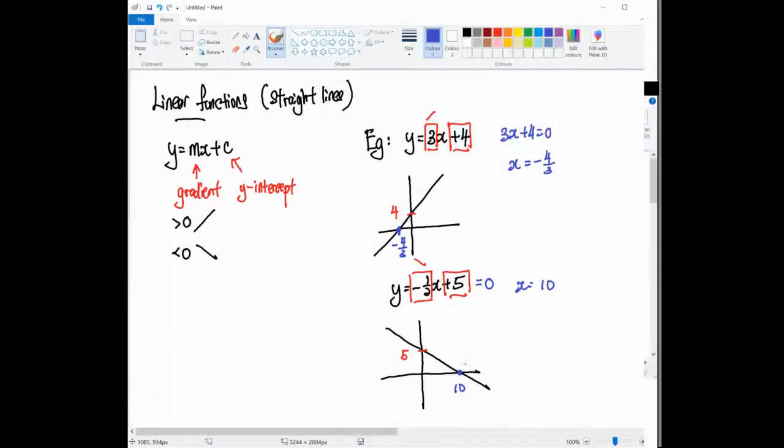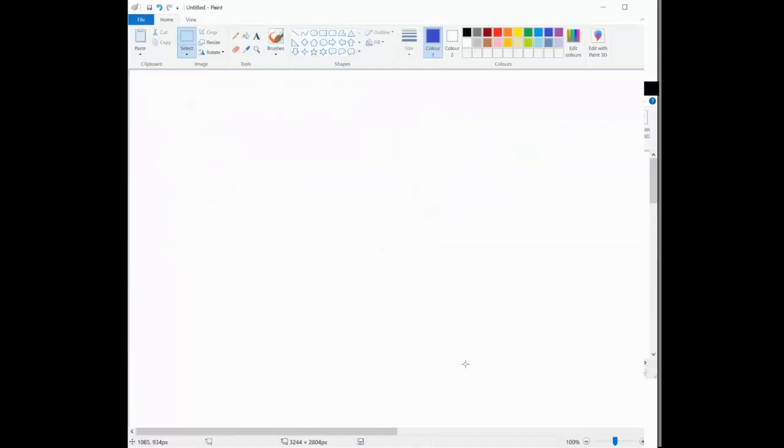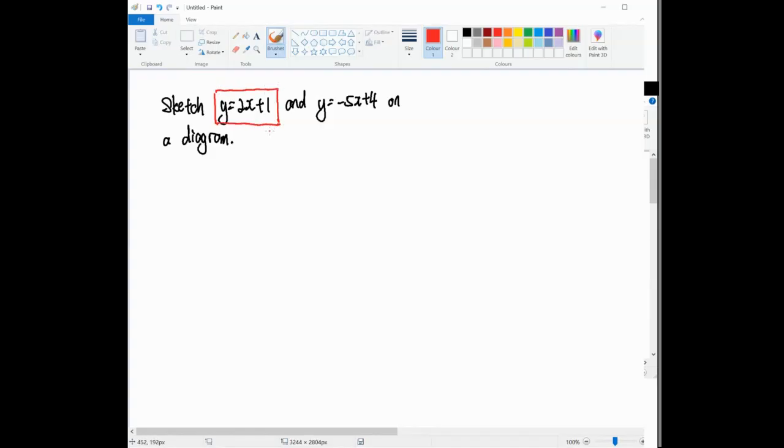All right. So now could you please sketch y equals 2x plus 1 and y equals negative 5x plus 4 on a diagram. So I want to sketch these two functions on a single diagram. How does this function look like?